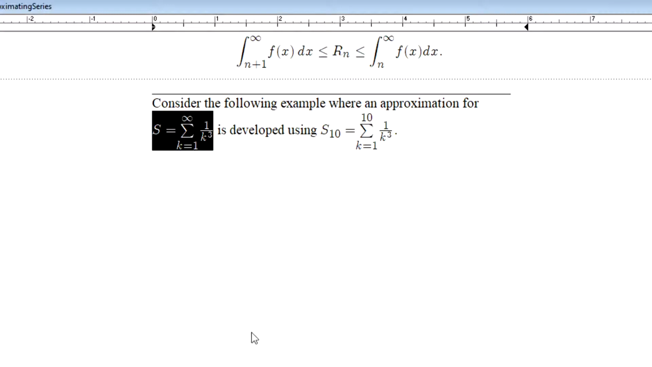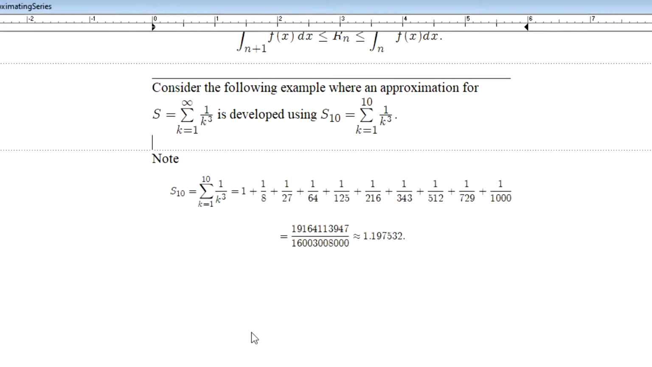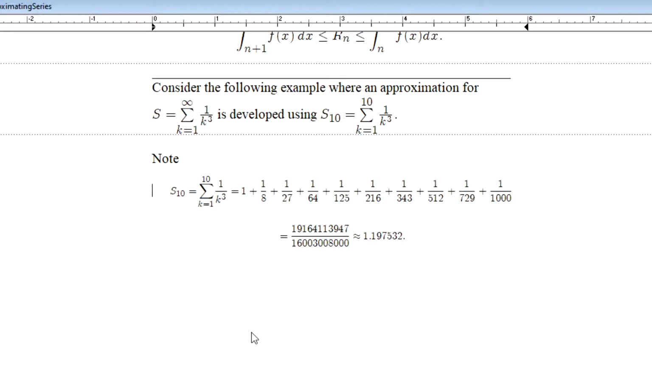Well, in that case, we would first calculate the value of s sub n. Note, s sub n, or in this case s sub 10, would just be equal to the summation from k equals 1 to 10 of 1 over k cubed, which is just 1 over 1 cubed, which is 1, 1 over 2 cubed, which is 1/8, 1/27th.